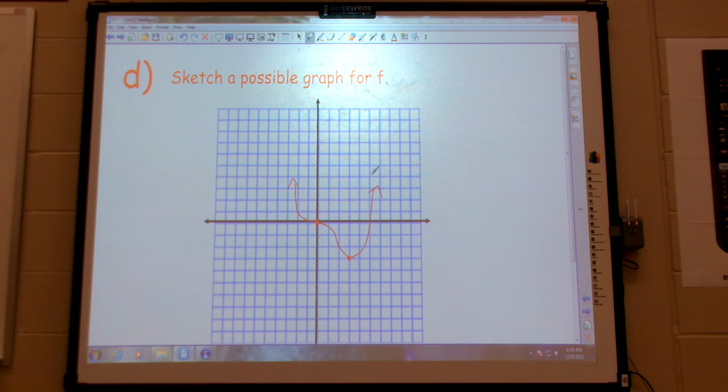It's kind of hard for those inflection points to be accurate, but we can try our best. That looks like it might be changing it too. So here's a possible graph of f. And no matter where you put it, it should look this way, but shifted up or down. So when I say possible, they all look the same, and we'll just shift it up or down. Questions?